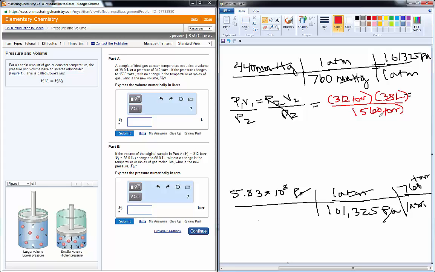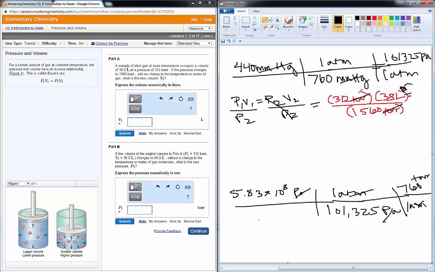And notice that even though I'm doing algebra with a predetermined formula, I'm still including my units, okay? Because dimensional analysis says, look, you should always include your units. It'll help you understand what's going on. And you can see here, torr divides by torr. I'm left with liters, which is a unit of volume. That's what I was solving for, was volume. So I know I did it right. I know I put everything in the right place.